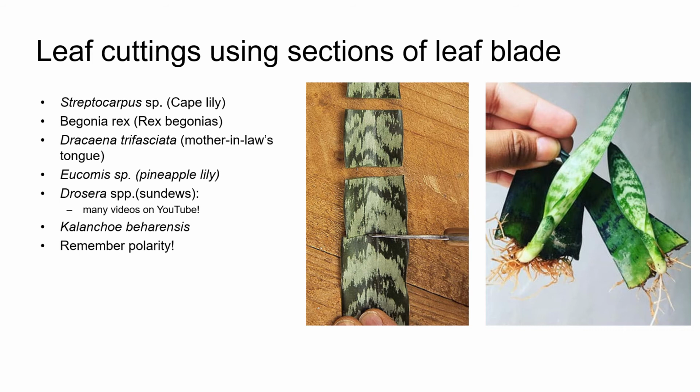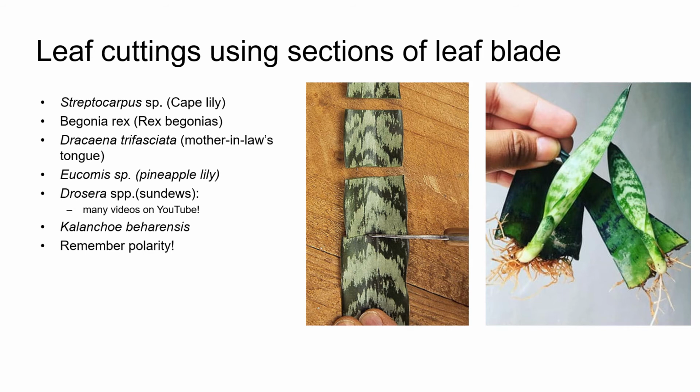Several plants can be propagated using just sections of the leaf. They include Streptocarpus, Rex begonias, mother-in-law's tongue, Eucomis, and the carnivorous sundews. When you're cutting leaves into sections, remember that leaves have polarity in the same way as stems and roots, so make sure you remember which way is up.